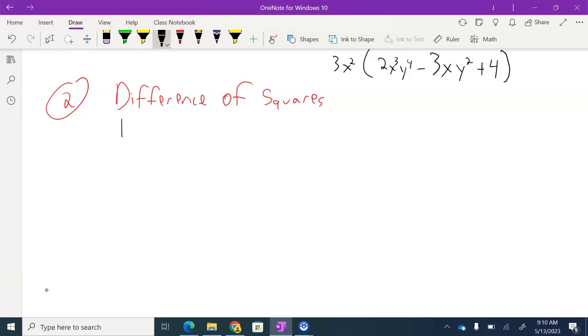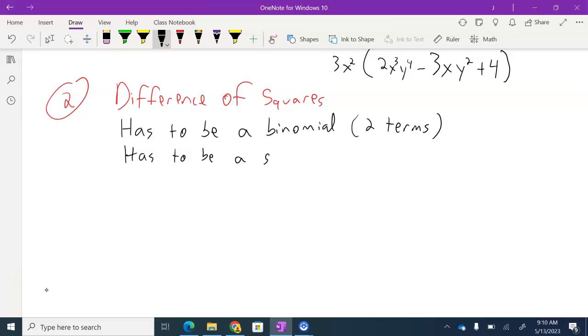So what it is, it has to be a binomial, and that means it has two terms. And it also has to have a minus sign between, it has to be a subtraction. And the idea is, it has to be a binomial, it has to be a subtraction, and it has to have a perfect square.